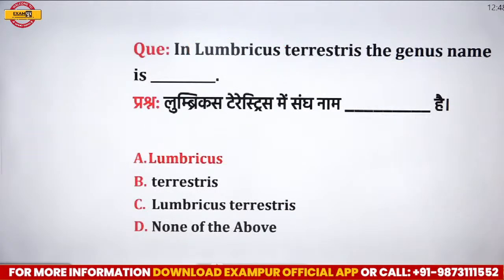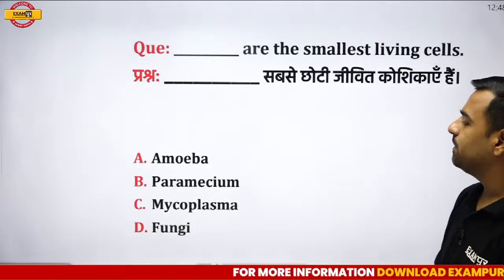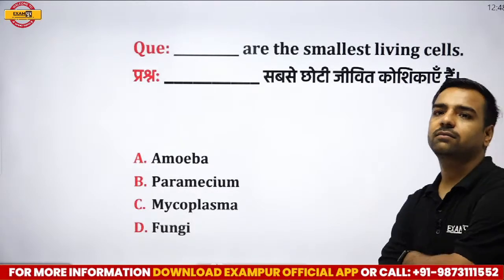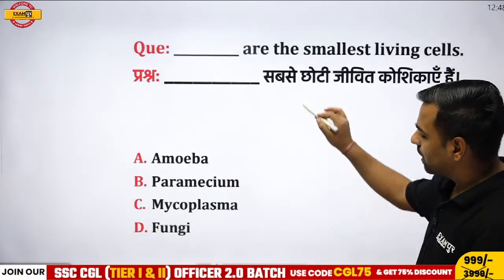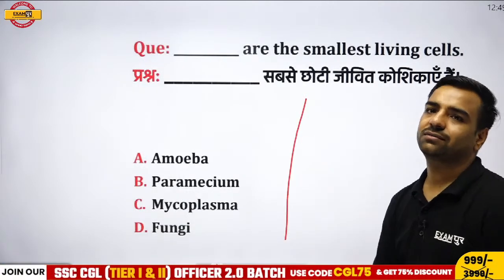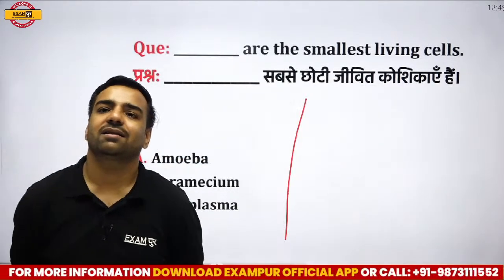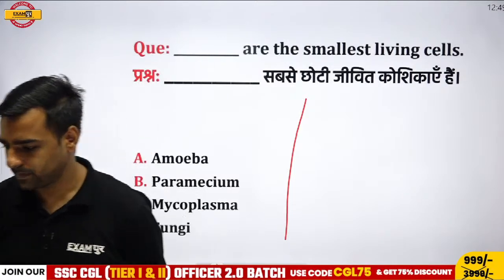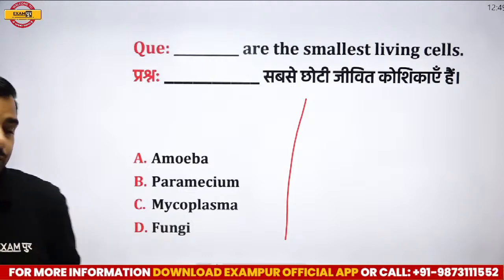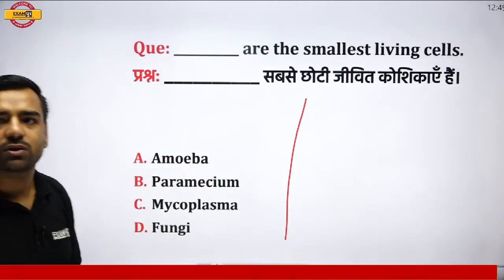Next question, please. Dash are the smallest living cells. What are they? Is it amoeba, paramecium, mycoplasma or fungi? Which is the smallest living cell? Now I will be having 6 questions from this same question, a 360-degree postmortem. But first, this answer. From the same question we are coming up with 5 more questions, that is, a total of 6 questions. All of those are important.